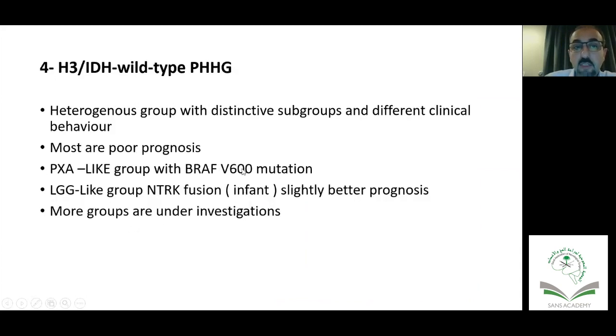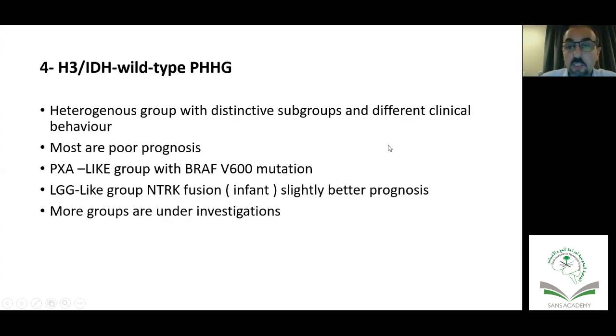The last one now is what we call the H3 wild-type, IDH wild-type group. This will include some of what we call IDH wild-type glioblastoma. Again, they found a heterogeneous group with very distinctive subgroups of different glioblastoma or different high-grade glioma. Interestingly, some of them have a BRAF-like group, positive for BRAF mutation. Some of them in infants, for example, look like low grade and have the NTRK fusion, and they are still under investigation. There are a lot of studies on this subgroup, which is the non-H3, non-IDH group, or what they call IDH wild-type or H3 wild-type, okay?